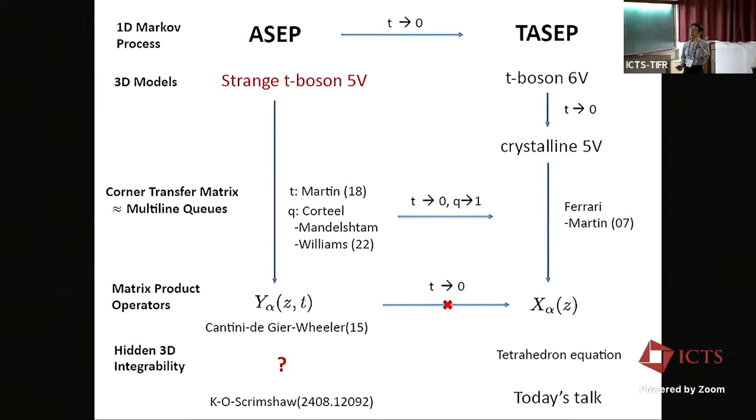But if we naively set T equals 0, it doesn't go to the operator that I explained in this talk. That means these matrix product operators are not necessarily unique. Especially in the T equals 0 situation, there should be some room to check other choices. So that's the status. But nevertheless, of course, this gives the stationary probability.